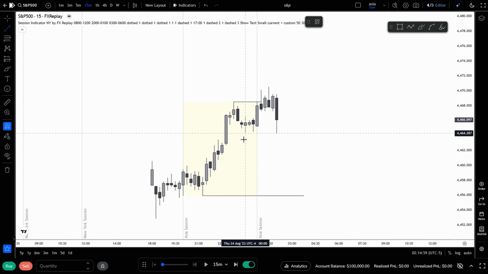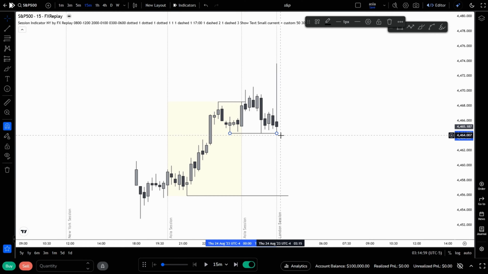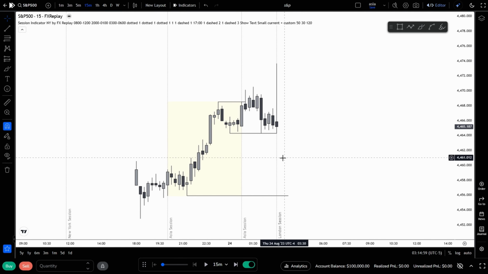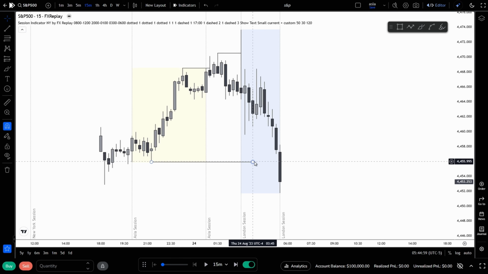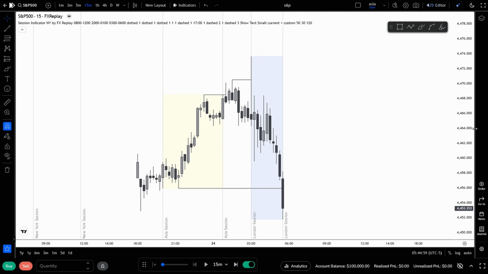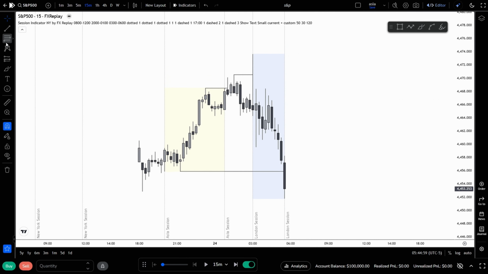If that high is going to hold, I want to see displacement below the Asia low. And that's exactly what happens. We get strong displacement down through the Asia low. That shift is important. It tells me the sweep of the high was likely manipulation, and now price is expanding in the true direction. The next thing I do is project out the London manipulation leg.